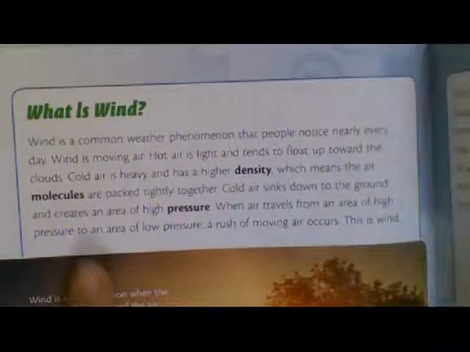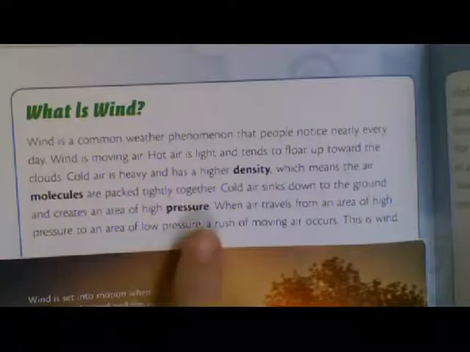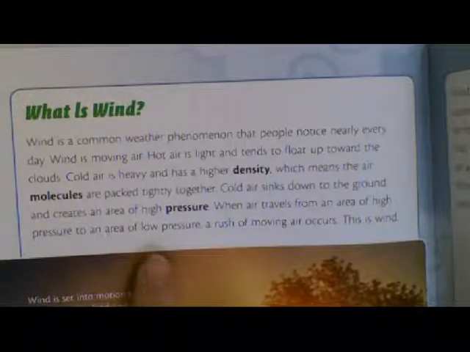Now, as we go, the author gives us several different text features. They give us, to begin with, a heading, what is the wind? And then it talks about key words that we need to know as we move throughout the story. And it puts these words, modules, pressure, density, all of these words are in big, bold print. Now we'll see these words again later in the glossary with the complete definitions for their meanings in the story.